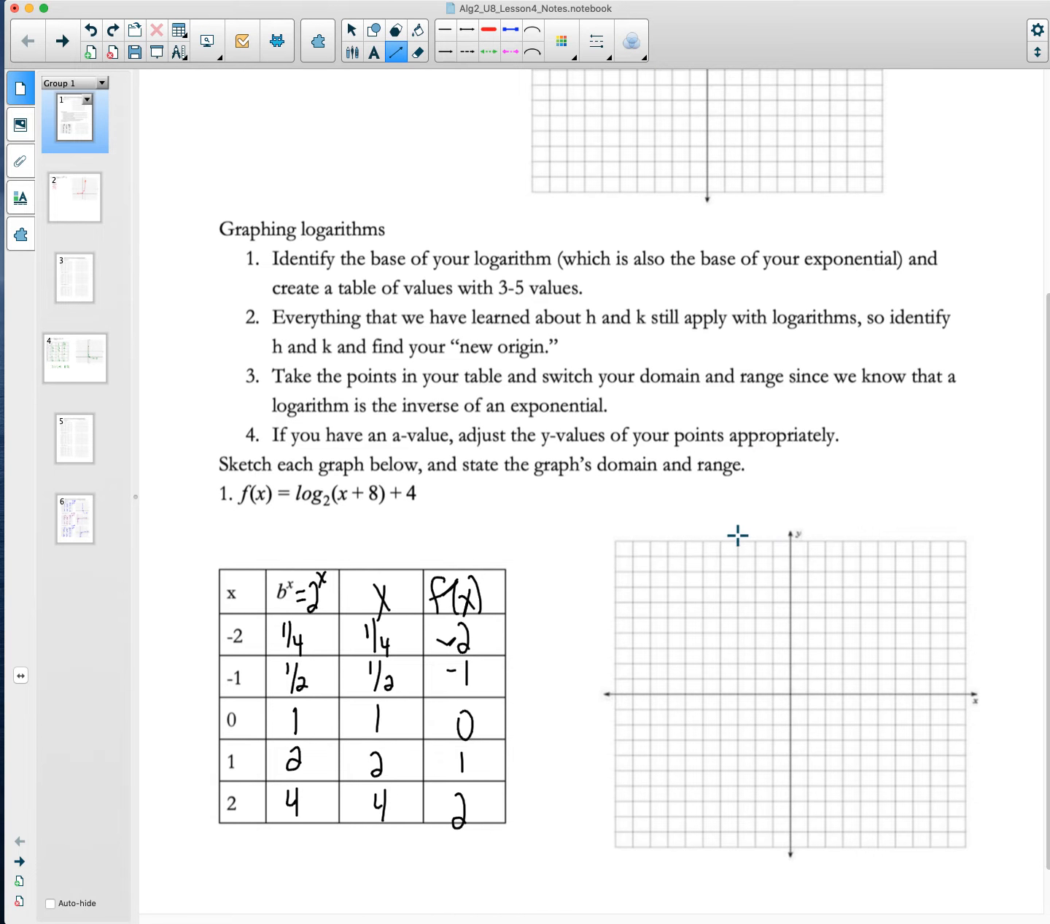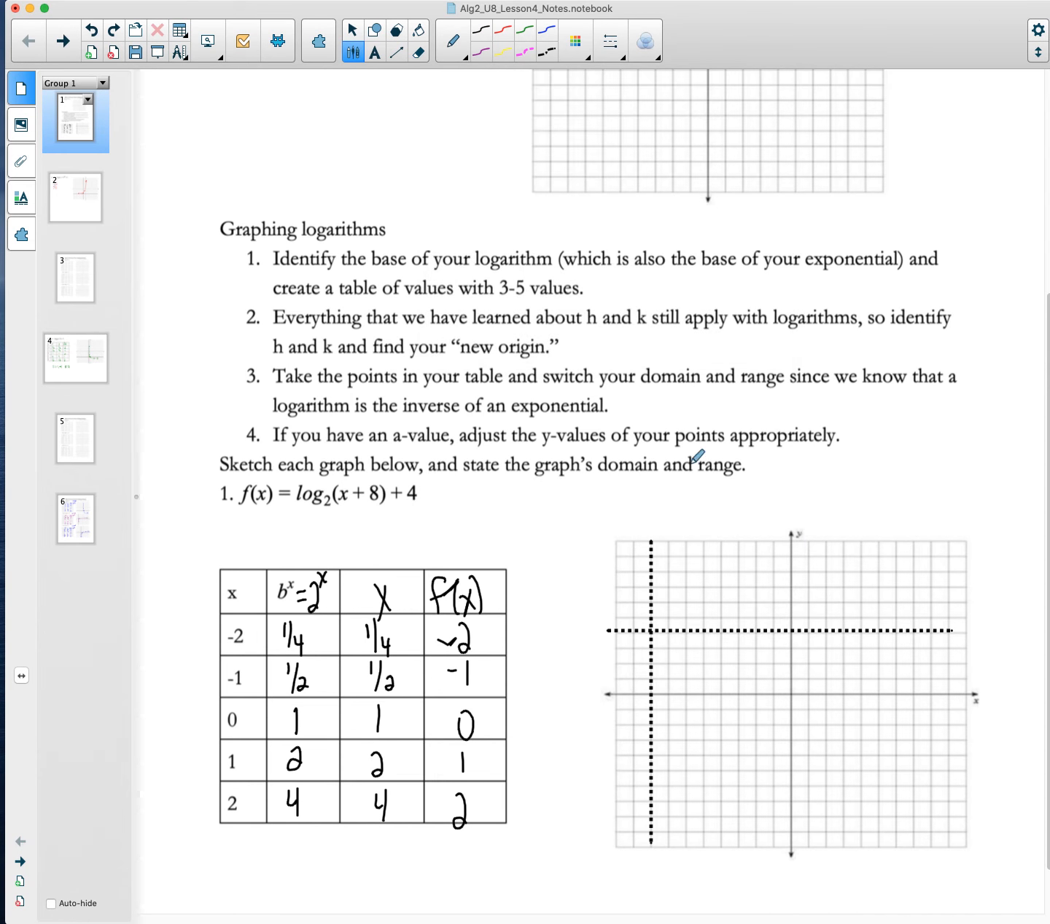So we said to the left 8. So 1, 2, 3, 4, 5, 6, 7, and 8. And we said we're going to have a vertical shift of up 4. So 1, 2, 3, and see if I can manage this a little bit more. Right there, stop. Oh, good. A little bit of an adventure with my tablet here as we graph. Okay, so now we have our new origin. So we can see negative 8, 4 is our new origin.